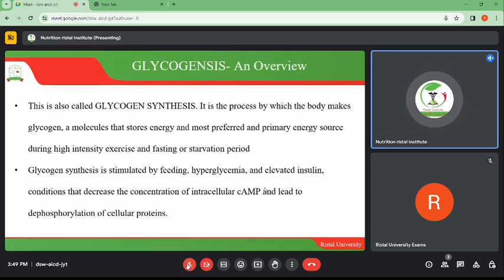I think we can go ahead and have the overview. So glycogenesis is also called glycogen synthesis. That is another word. You can see these two words here, glycogen and then the synthesis. So we have glycogen, which is a molecule.